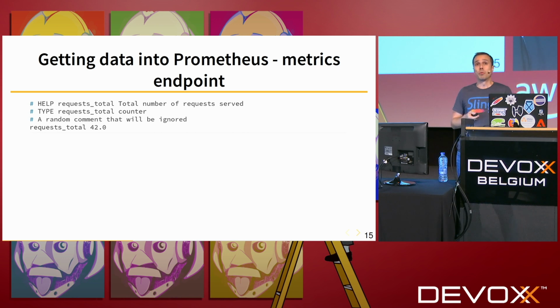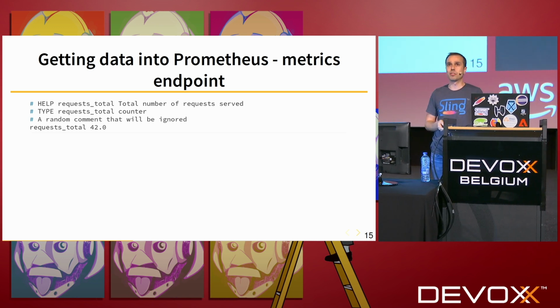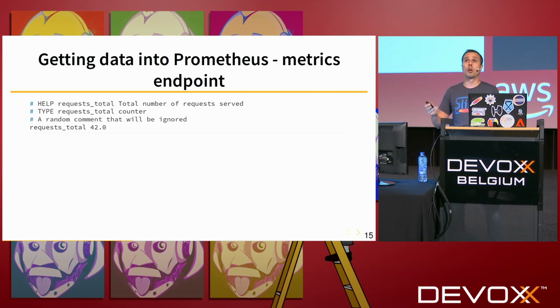If you want to get data into Prometheus, the classical solution is to have an HTTP endpoint in your application somewhere and dump the metrics data in a very simple text-based format. The minimum requirement is a metric name and a value. Here we can see we have served a total of 42 requests so far. There are some comments. You can add a help text that is currently not being interpreted, but it's there for future use. A type, currently a counter. So a counter is obviously a value that can only go up.